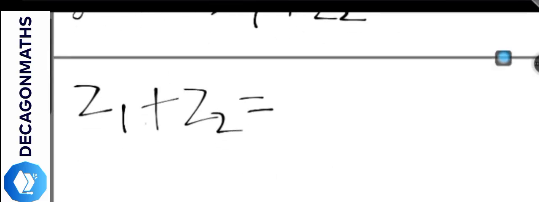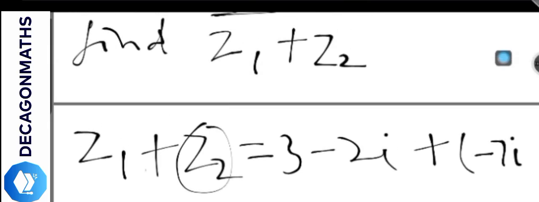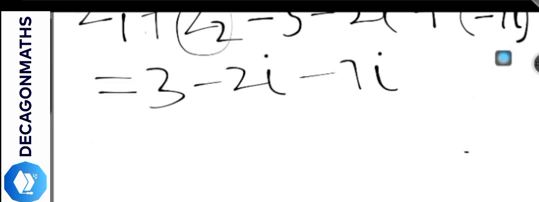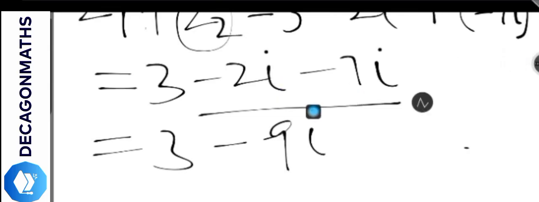So we have 3 minus 2i plus z2, which is minus 7i. So that's minus 7i. Alright, so when we expand the brackets, we have 3 minus 2i minus 7i. So we have 3 minus 9i, because minus 2i minus 7i gives minus 9i. So now you can find the conjugate of 3 minus 9i.